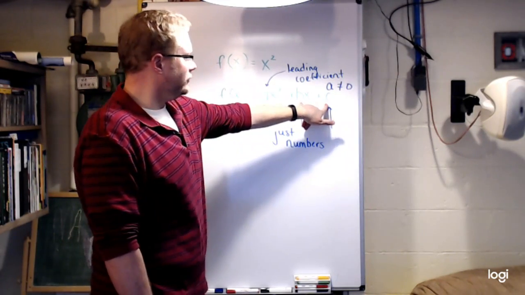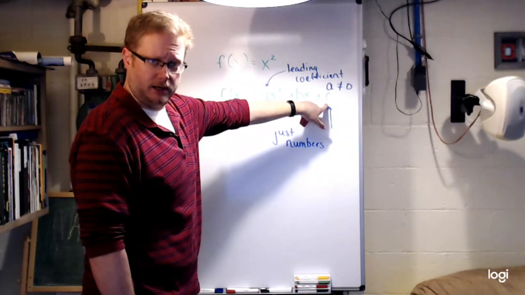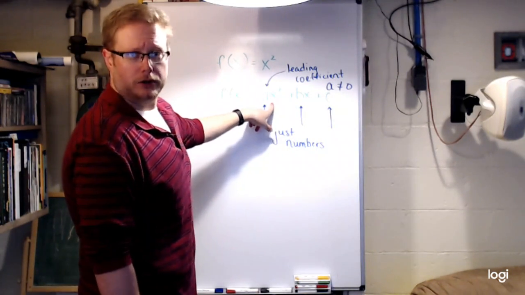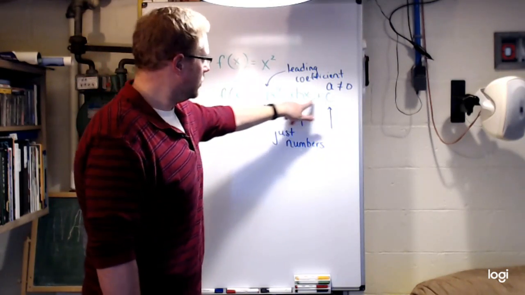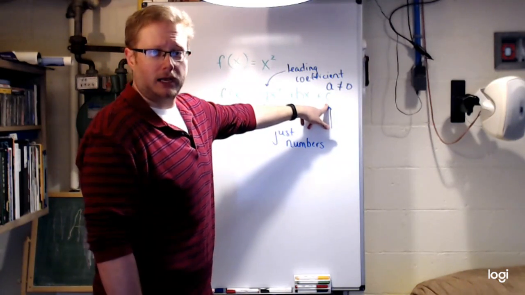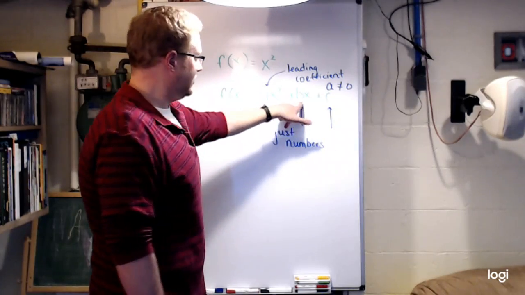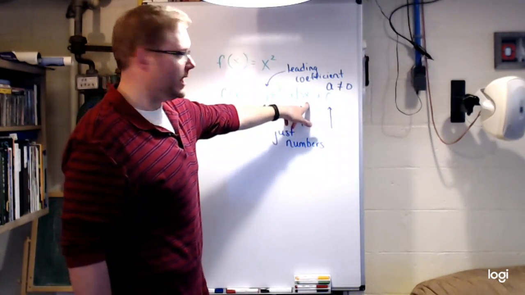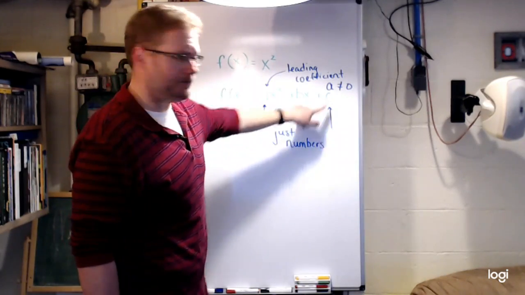Now, if these two terms are not here, that's fine. You can still have a quadratic equation with just the first term. You don't need these two terms. But if you have all three terms, this is the order in which it should go: x squared term first, followed by your x term, followed by your constant.